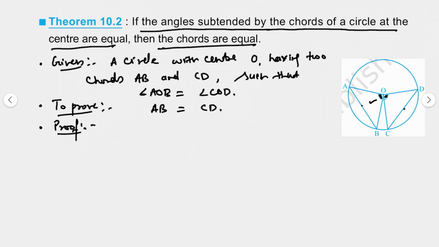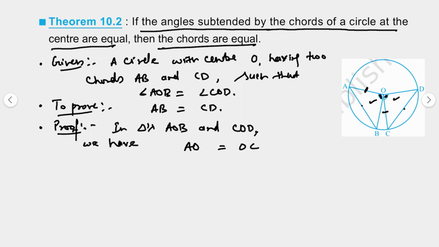Again we are going to prove this by proving that these two triangles are congruent. For that we are going to use the side angle side congruence rule. So let's start. The triangles we are taking are triangle AOB and triangle COD. First we have side AO is equal to side OC. The reason for this is radii of the same circle.